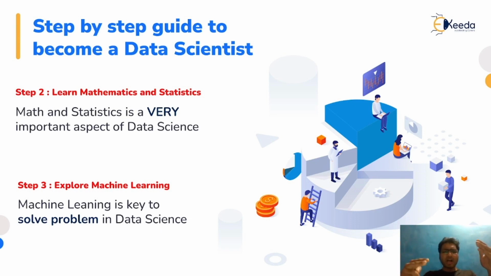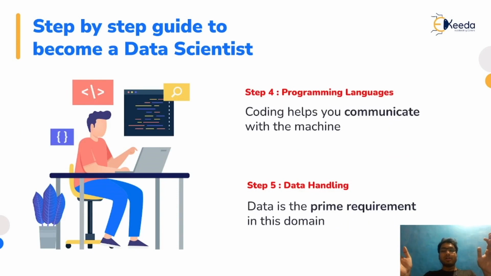After you have learned mathematics and statistics, you should go for machine learning algorithms, and obviously these are very interesting algorithms, and once you see the applications of these algorithms, you will be very amazed and excited to learn those things. Now let's proceed to step 4, which is programming languages. Now you have understood mathematics, statistics, and you have seen machine learning algorithms, but how will you implement them? That is where programming languages come into the picture.